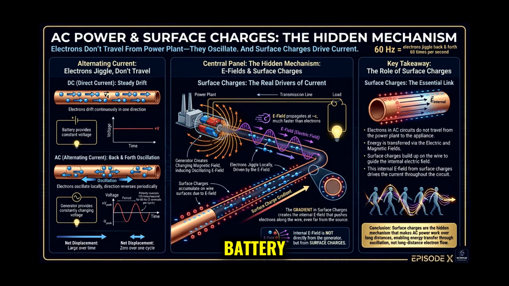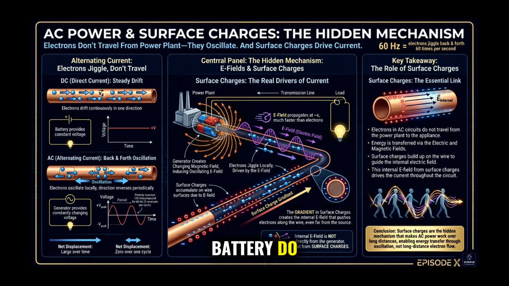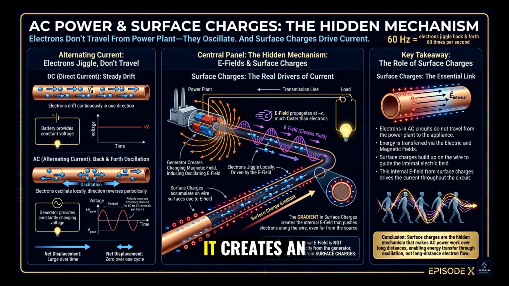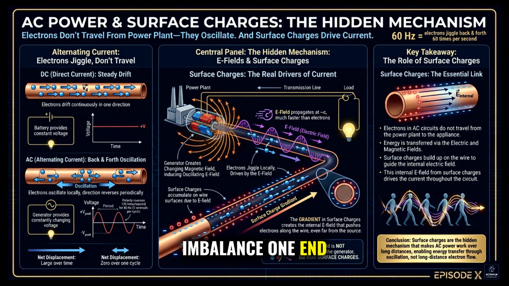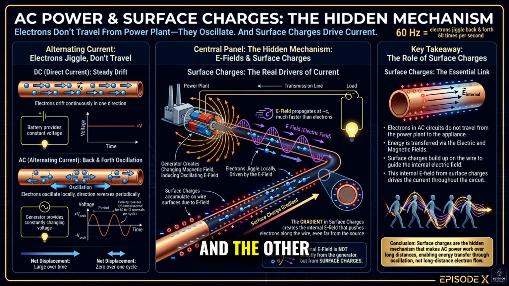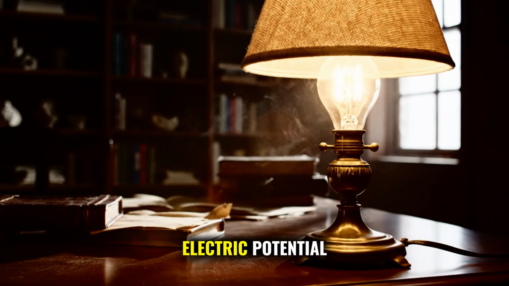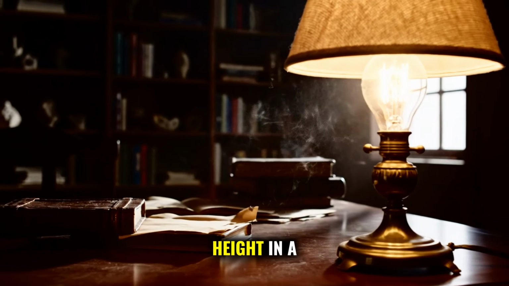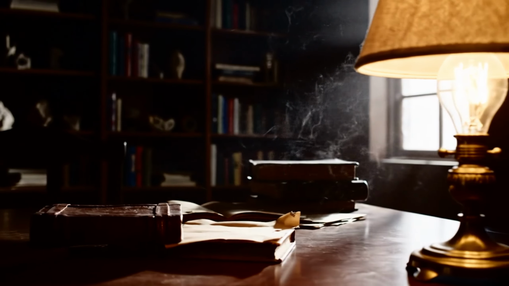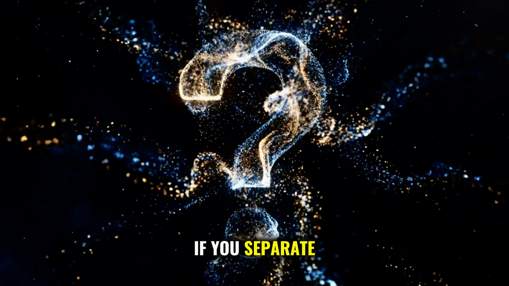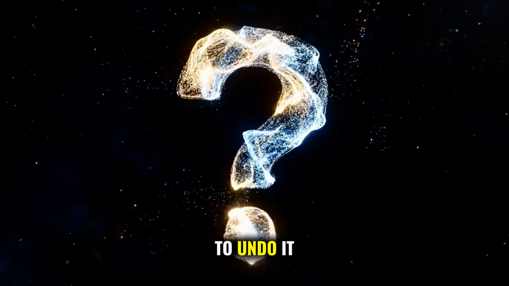Now add a battery. What does a battery do? A battery is a chemical machine that separates charge. It creates an imbalance. One end has a surplus of electrons and the other end has a deficit. That separation creates a difference in electric potential. You can think of it like height in a gravitational field. If you put a ball higher, it wants to roll down. If you separate charge, nature wants to undo it.